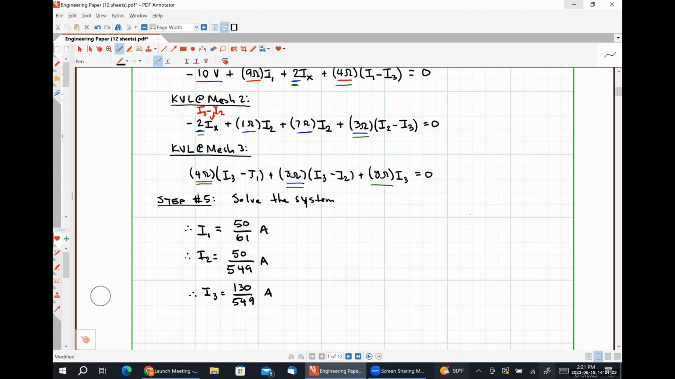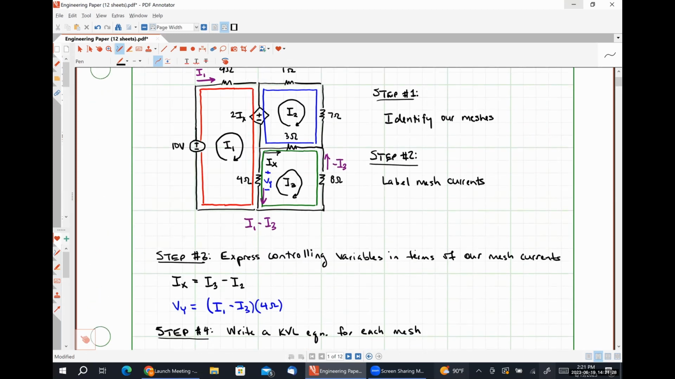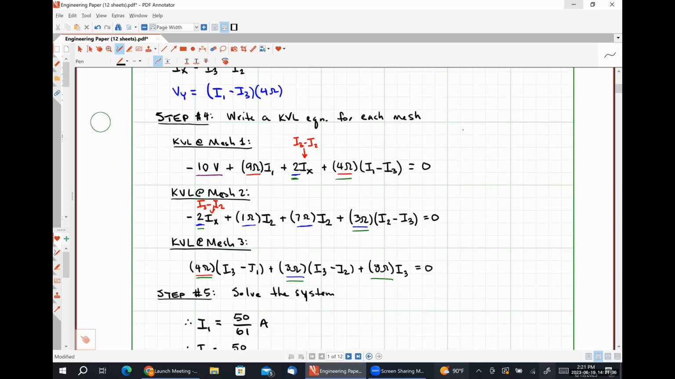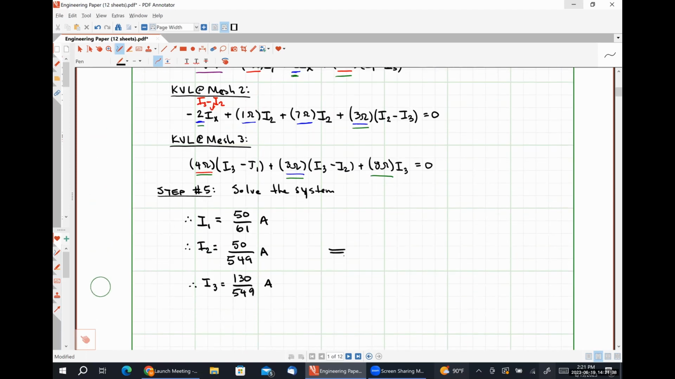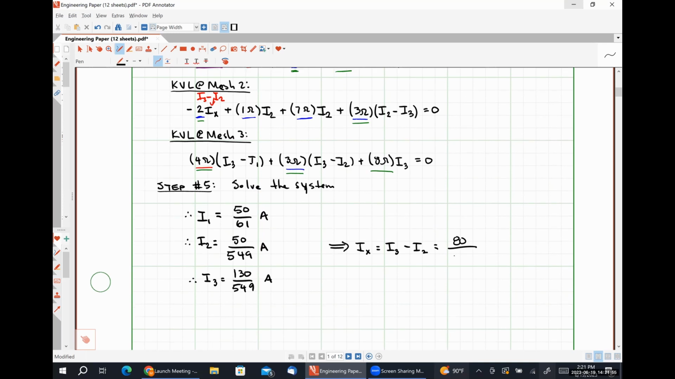So now we know all of our mesh currents, and then using simple relationships, we can figure out literally any other current in our circuit. For instance, IX is just I3 minus I2. So 130 minus 50 is positive 80 over 549 amps.